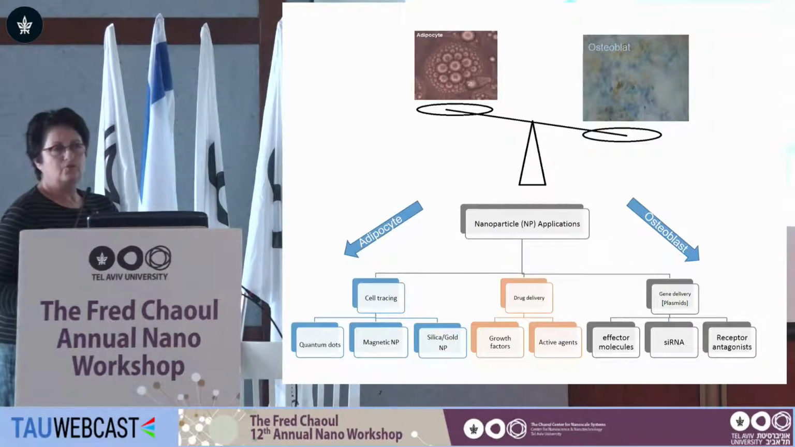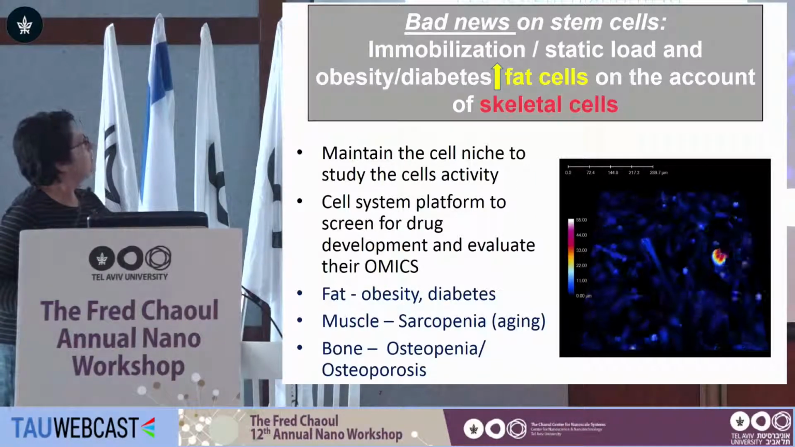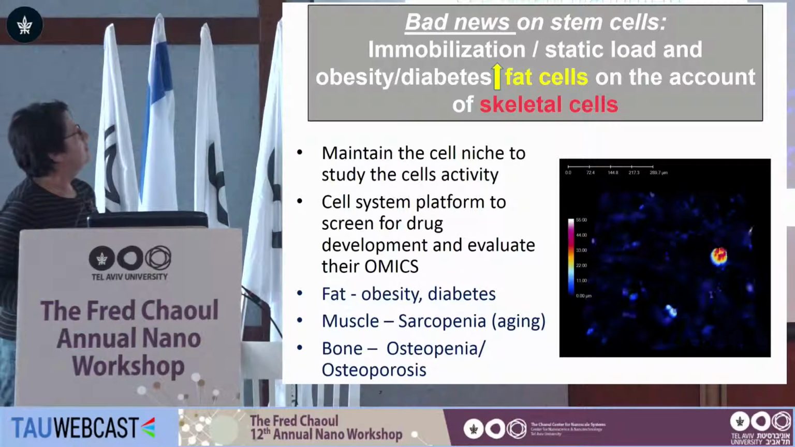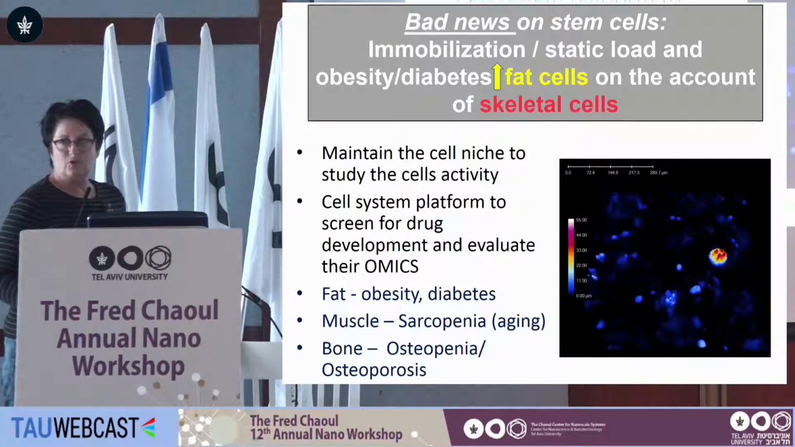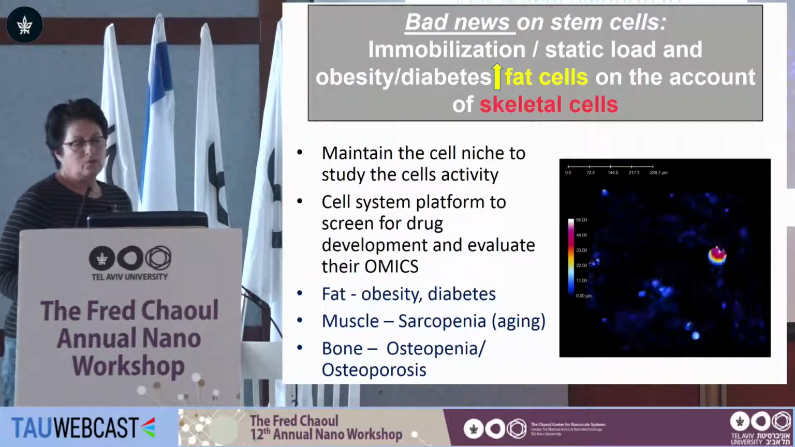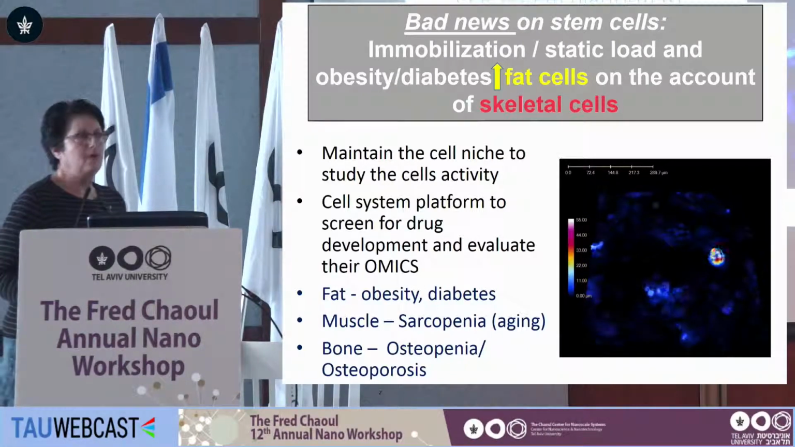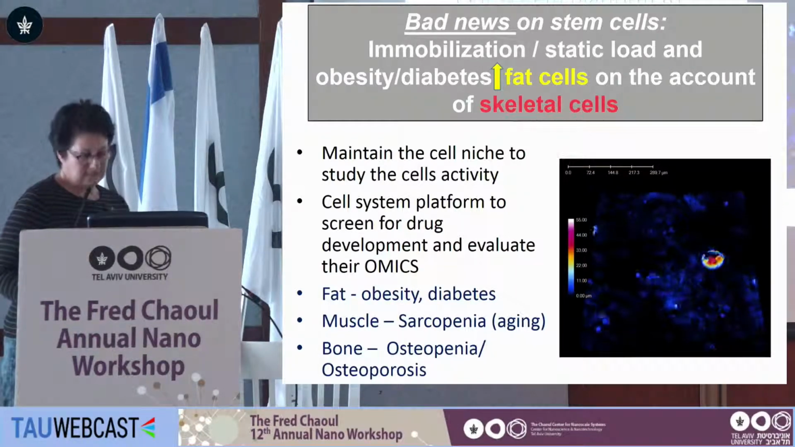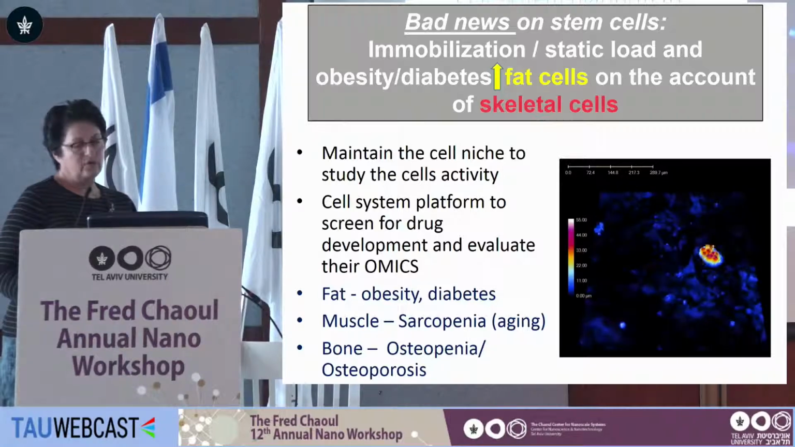So trying to work on the balance between skeletal cells and adipose cells has different approaches, and the chemistry here on ground can assist with developing such pathways and drugs. So the first part that I have shown you has some bad news on stem cell biology: that immobilization by lifestyle and static load, or obesity or diabetes, will increase the fat tissue, not only in the adipose tissue but also in skeletal tissues, on the account of the skeletal cells.